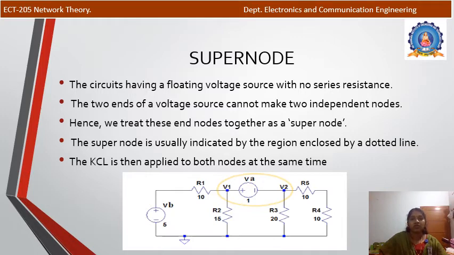The supernode is usually indicated by the region enclosed by a dotted line, and the KCL is applied to both nodes at the same time. Here we consider these two nodes to be at the same point, only for analysis; actually, they are not at the same point. If there is a voltage source in between two nodes, when writing the KCL equation we assume that these two nodes are at the same point. Okay, let us see the example.